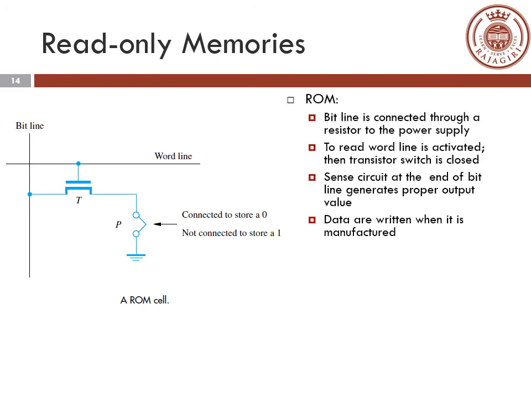Now coming to the read-only memories. This is the structure of the ROM cell. You have a bit line, and that bit line is connected to the power supply using a resistor, and by activating the word line, that's how you read. And you have a transistor, whose leads are connected to the bit line, the word line, and one lead is connected to the ground through a fuse.